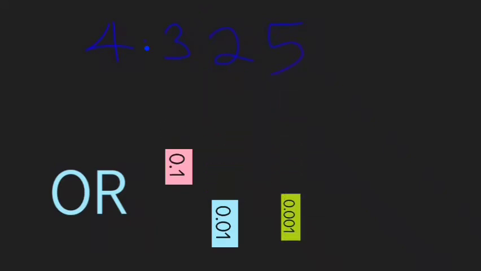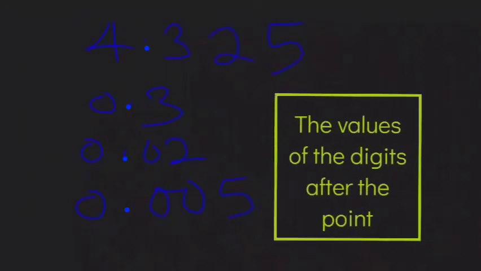Now to calculate the value of the 3 there, you multiply the 3 by its place value. That is, the answer is 0.3. That's the value of the 3, and the value of the 2 is 0.02, and the value of the 5 is 0.005. It goes on like that.